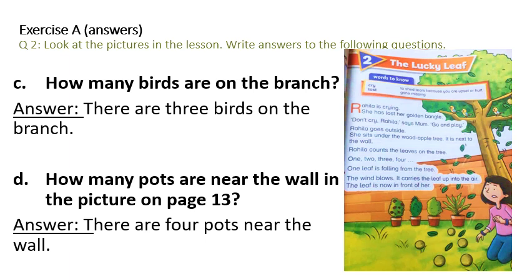Part C is, how many birds are on the branch? I can see 3 birds clearly in the picture, so my answer is, there are 3 birds on the branch. Number D is, how many pots are near the wall in the picture on page 13, and I can see 4 pots. So my answer is, there are 4 pots near the wall.